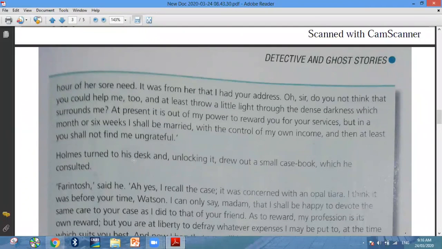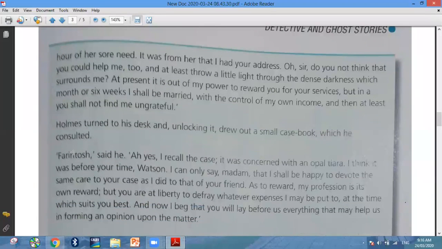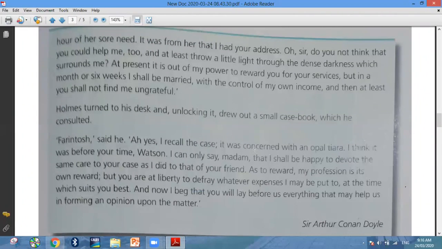Holmes turned to his desk, and unlocking it, drew out a small casebook which he consulted. "Farintosh," said he. "Ah, yes, I recall the case. It was concerned with an opal tiara. I think it was before your time, Watson. I can only say, madam, that I shall be happy to devote the same care to your case as I did to that of your friend."